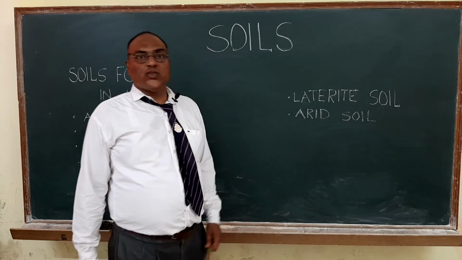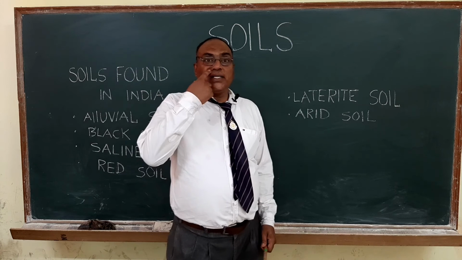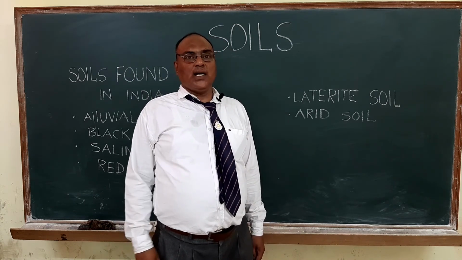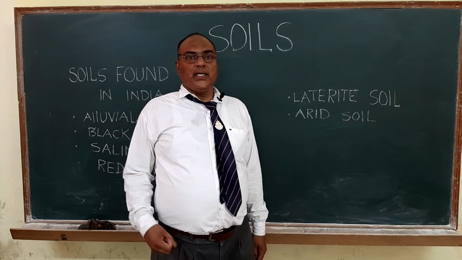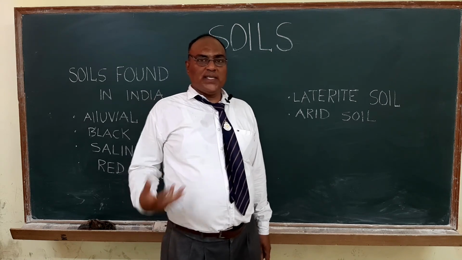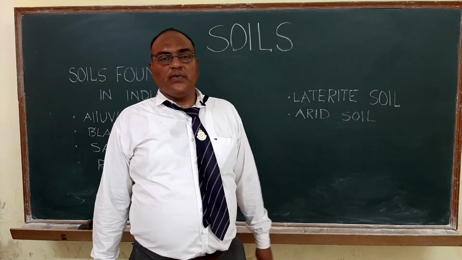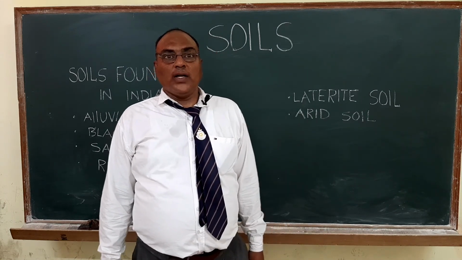Then we have arid soil. The name itself suggests that this soil exists in those areas which are arid, जहाँ पर खेती बाड़ी बहुत कम होती है और हम स्पेशल टाइप की क्रॉप्स को वहाँ पे ग्रो करते हैं और इस सॉइल में, therefore the name of the soil is called arid soil.